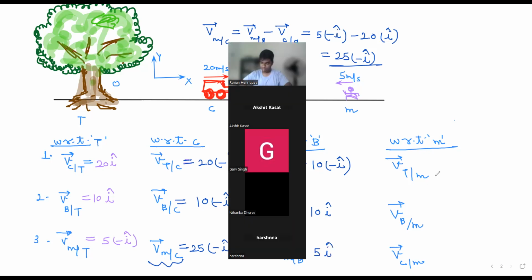VTM. अक्षित कासट, बोलो VTM क्या है? Sir 5 minus I cap. Velocity of tree with respect to ground minus velocity of man with respect to ground. अक्षित कैसे कर रहा है बेटा? प्लस माइनस नहीं करना आ रहा है? 0 माइनस 5 माइनस I cap. फिर VBM बोल जल्दी से.